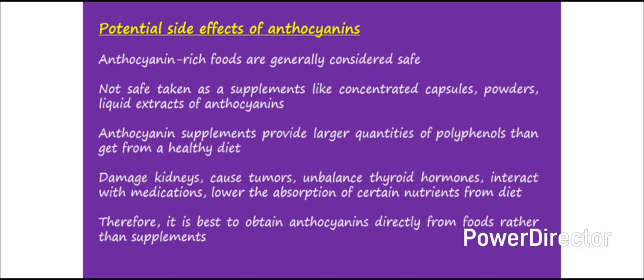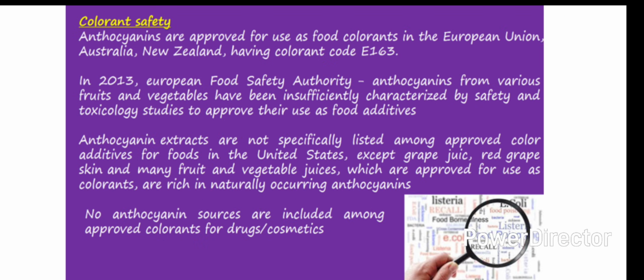Therefore, it is likely best to obtain anthocyanin directly from foods rather than taking any supplements. Coming to colorant safety. Anthocyanins are approved for use as a food colorant in the European Union, Australia, and New Zealand, having the color code E163.